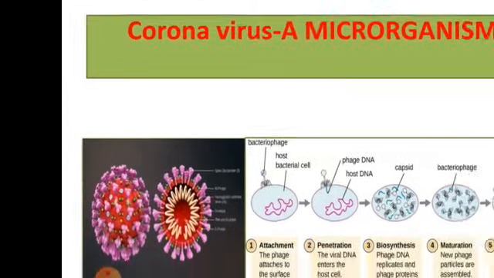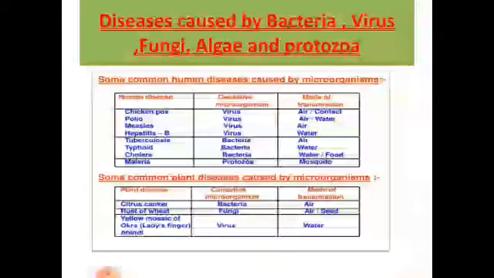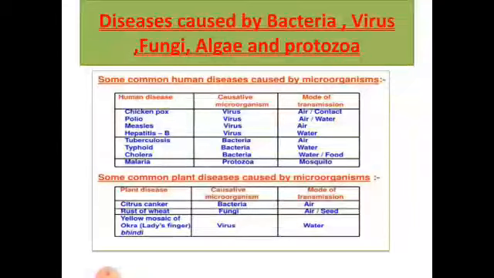Moving on to the diseases caused by bacteria, virus, fungi, algae and protozoa on the table. You can see some of the diseases are viral, some are bacterial, some are protozoal. But if we talk of one by one, viruses cause cold, influenza, flu, H1N1, bird flu. These are some of the common examples. Polio, measles, hepatitis B, chickenpox, rabies, etc. You're also familiar with typhoid, tuberculosis, black rot of cabbage, and cholera, which are caused by bacteria.